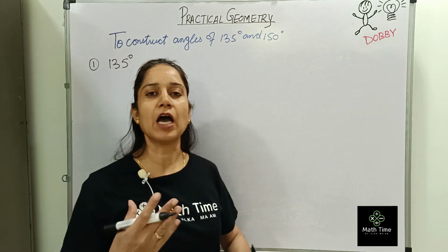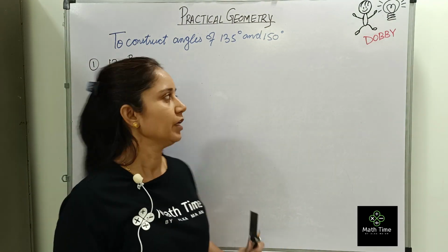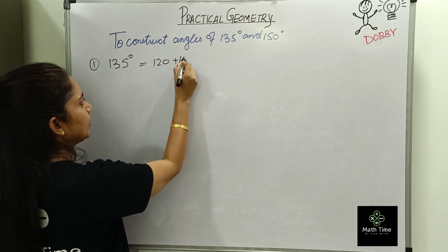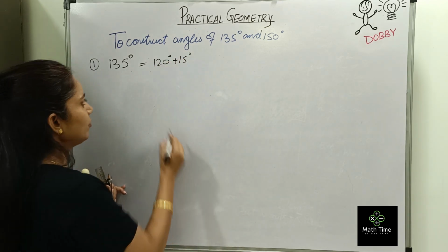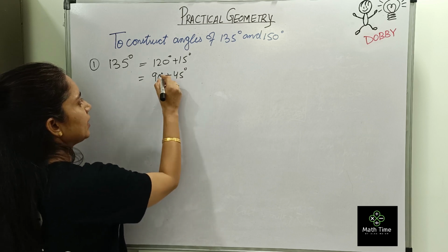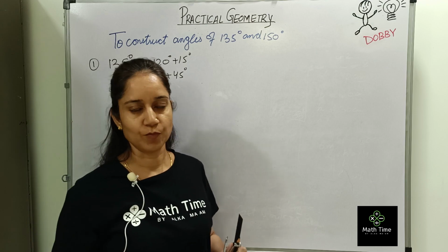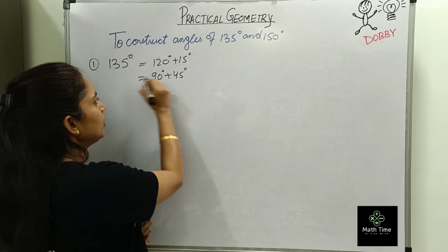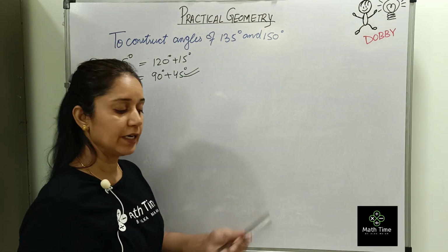First of all, think how we can split 135. You can make it like 120 plus 15 degrees, which gives you 135. Or you can make it 90 plus 45 degree, that also gives you 135 degree. Right? So what I suggest, the easiest option is the second one. Let us start.